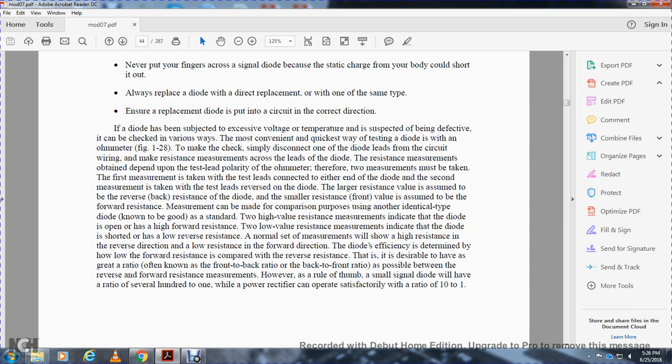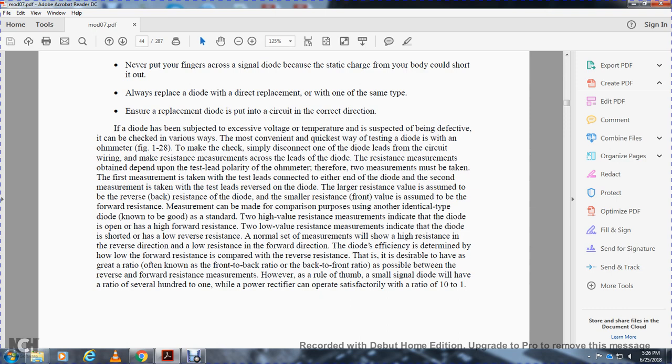The first measurement is taken with the test leads connected to either end of the diode. The second measurement is taken with the test leads reversed on the diode. The larger resistance value is assumed to be the reverse, or back, resistance of the diode. The smaller value is assumed to be the forward resistance. Measurements can be compared with another identical type of diode known to be good.